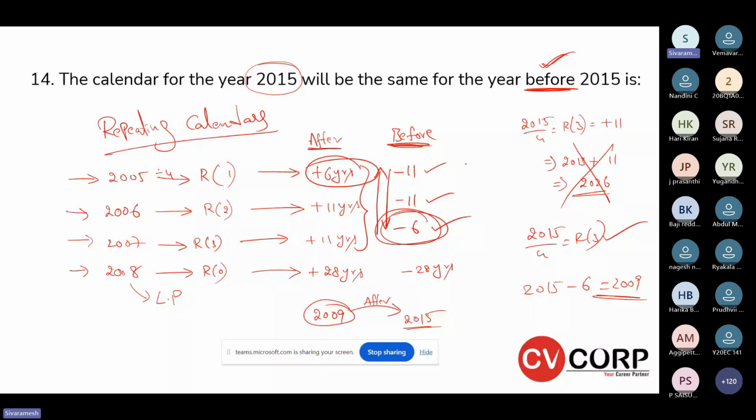If you are not aware of these after and before values, please make a note, or take a screenshot for further reference. Okay, so next question.